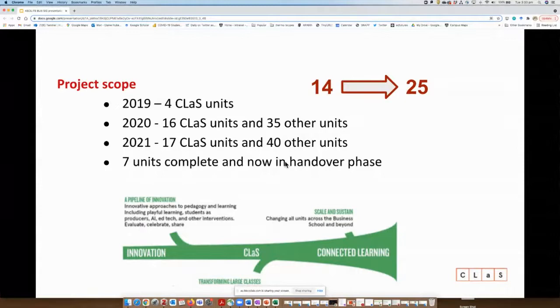I know those numbers don't add up to 25. I'm not an accountant, but I do know that. But that's because they overlap. So those 4 class units that we started with in 2019, they were in their 2nd cycle in 2020, for example.